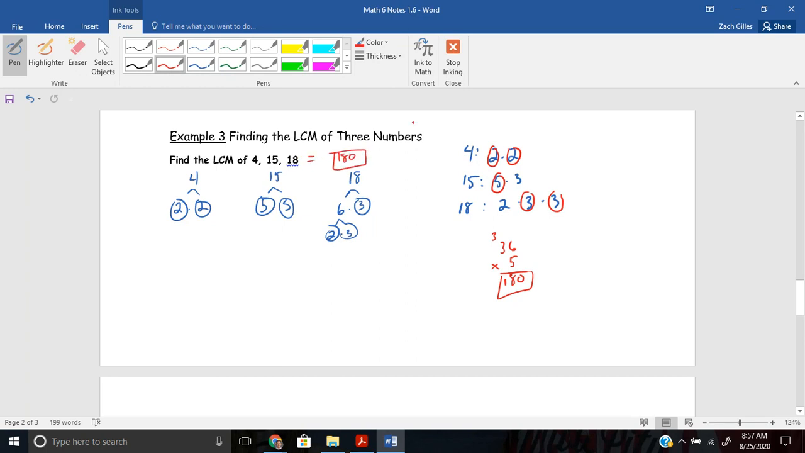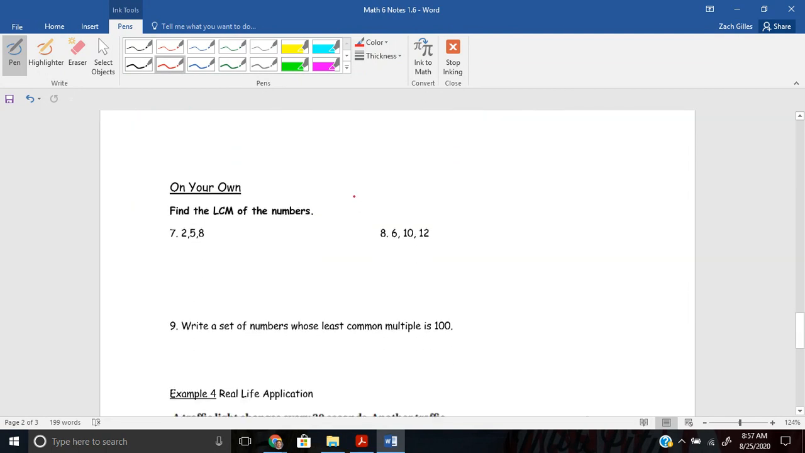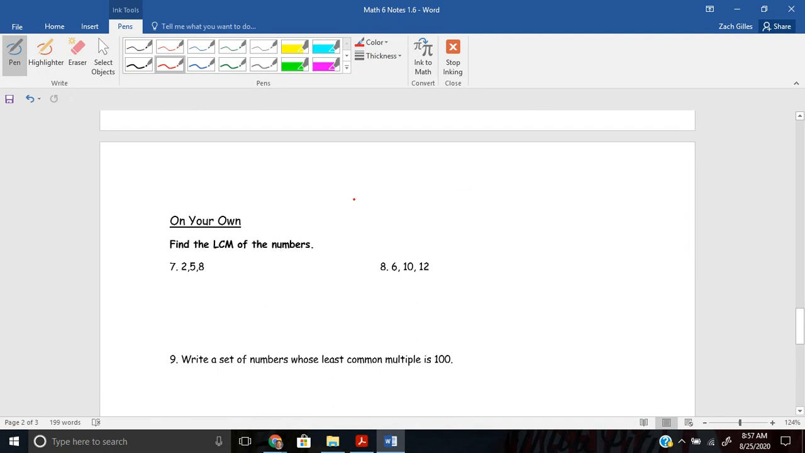Now think about that. If you list all the multiples of 4 and you had to get all the way to 180, boy, that's going to take you a long time listing factors. So the prime factorization method worked very well for me there. All right, go ahead and pause for these 3 on your own.